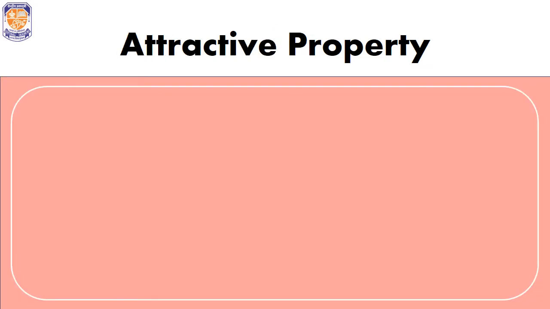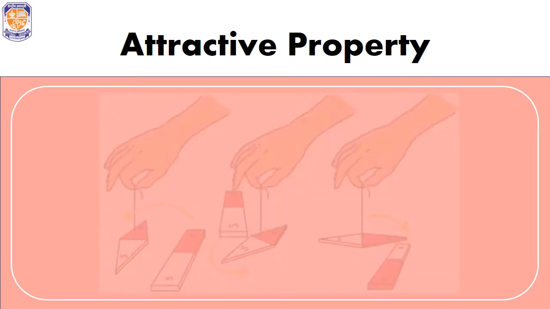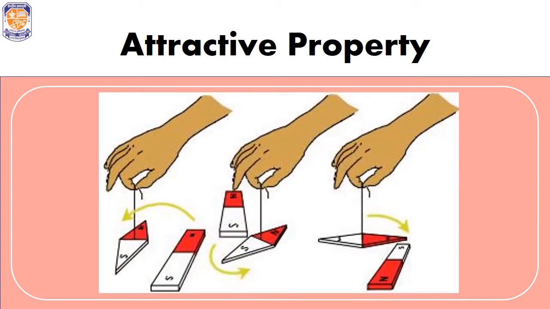Now the second property of a magnet, that is the attractive property. Magnets always show attractive or repulsive property among them. The north pole of a magnet and the south pole of another magnet will always attract each other whenever they are brought close to each other. So this is called the attractive property of a magnet.